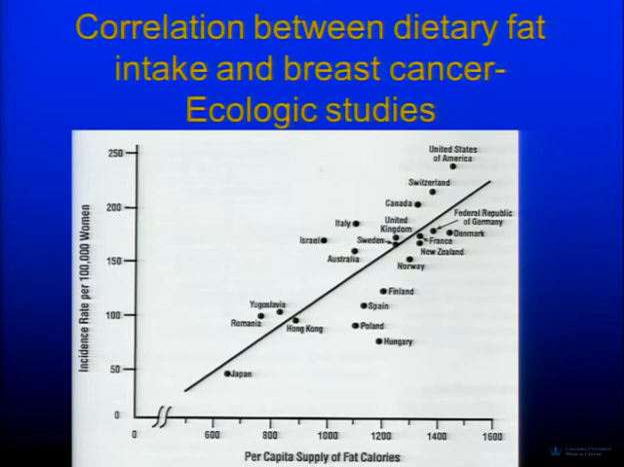So going back to some of the earlier things that we did with ecologic studies, here we had a correlation between dietary fat, per capita supply of fat calories, and the incidence rate per 100,000 women for breast cancer. Each one of these dots represents a country, with the U.S. being high in fat intake and high in the incidence of breast cancer, and Japan, Hong Kong, some of these countries being much lower. So what is the problem here? We see an association, but what's the problem?